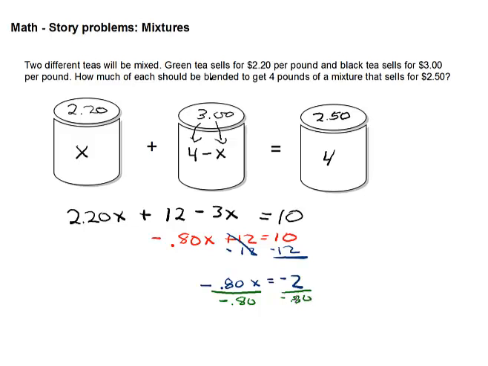These will cancel, leaving us with just x equals, and a negative 2 divided by negative 0.8 is going to give us 2.5. It'll be positive because two negatives divided will give you a positive. So we need 2.5 pounds.